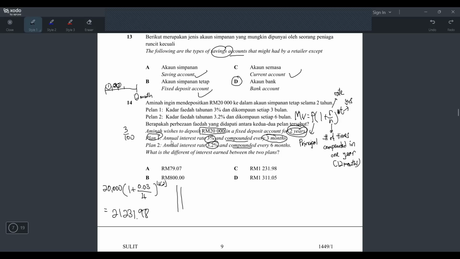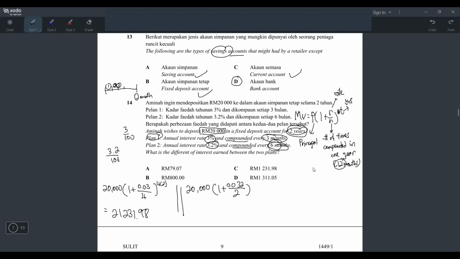But for plan 2, we use the same formula. This time my P is also 20,000, because that's the fixed deposit. And then you also take 1 plus R over N. The interest rate is 3.2%. 3.2 divided by 100 is 0.032. Be careful. And then over N, the number of times compounded in 1 year. This one is compounded every 6 months, which means your N is 2, because 12 divided by 6.